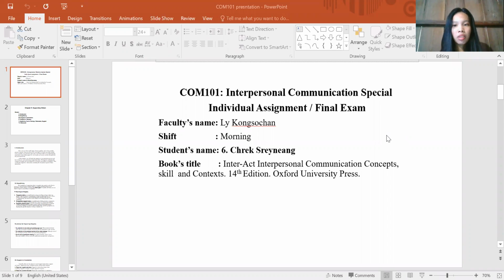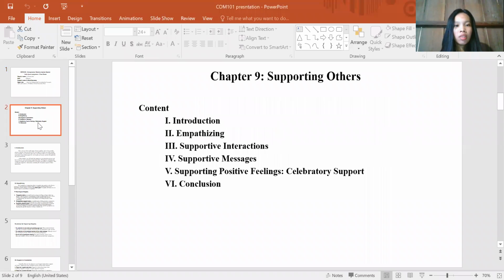Today I'm going to present about my final exam. For my final exam, my topic is Chapter 9, Supporting Others. Content 1, Introduction, 2, Empathizing, 3, Supportive Interaction, 4, Supportive Messages, 5, Supporting Positive Feelings, Celebratory Support, and for the content number 6, Conclusion.